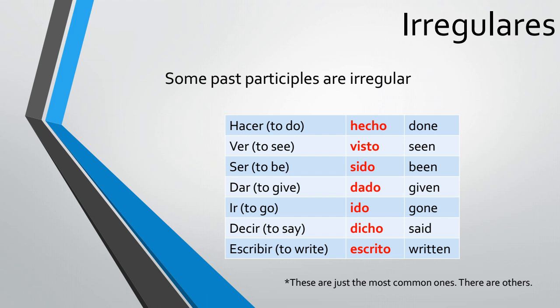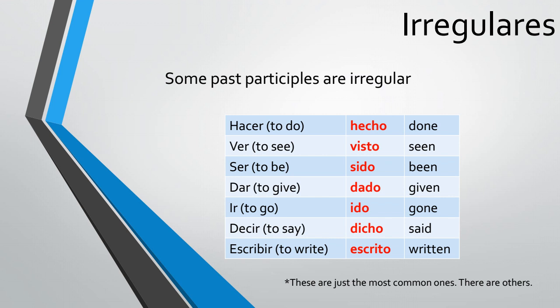All right, so the only bad news about this tense, if you can even consider this bad news, is that there are some irregulars. Some of the past participles are irregular. Hacer, to do, hecho, done. Ver, to see, visto, seen. Ser, to be, sido, been. Dar, to give, dado, given. Ir, to go, ido, gone. Decir, to say, dicho, said. And escribir, to write, escrito, written.